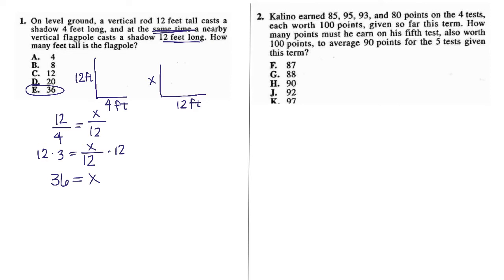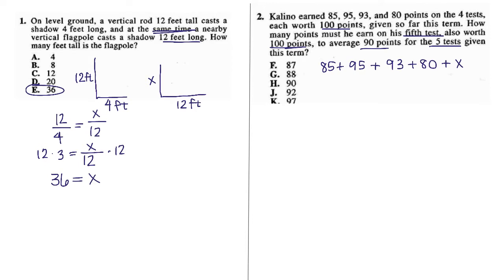This looks like it's going to be an average problem. Remember, when you find the average, you add up all of your test scores and divide by how many you're given. So this person has earned an 85, a 95, a 93, and an 80 on 4 tests, each worth 100 points. So far this term, how many points must he earn on the 5th test? So I'm going to add a 5th test. I don't know what that is, and it is also out of 100 points, to average 90 for the 5 tests.